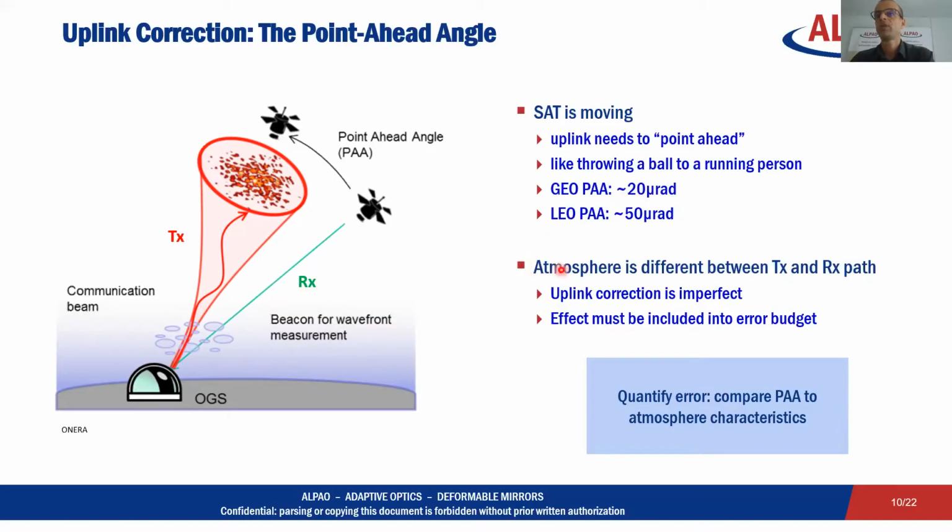Of course, the atmosphere is different between the receiving and the transmitting path. So when we use the information from the receiving path to precompensate the transmitting path, we make some error, and this error must be considered. It must be included in the overall error budget to see if it's actually worth using an AO system for this kind of scenario and application. So let's see how we can quantify this error. We have to compare this point ahead angle to some kind of atmosphere characteristic.